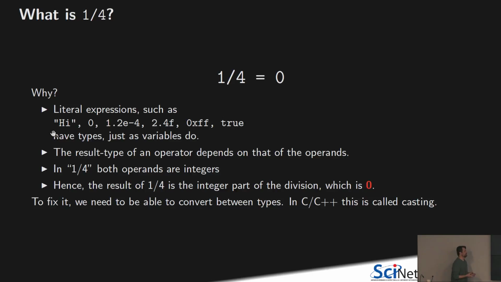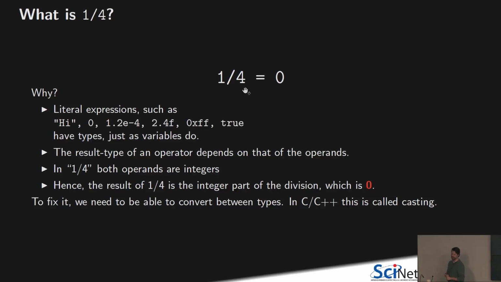And the reason that this matters is that the operators act differently on different types. So in this case, the types of 1 and 4 are both integers. And the result of an operator acting on 2 integers should be an integer again. So what's the closest integer to 1/4? Well, that happens to be 0. So this is called integer division.